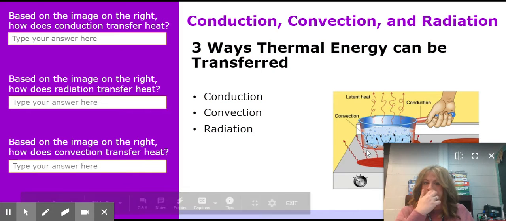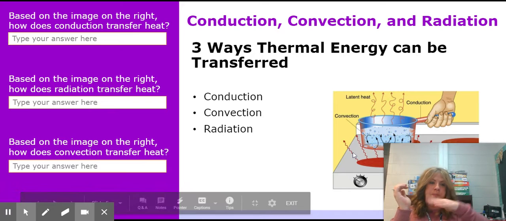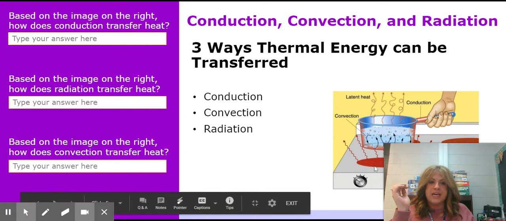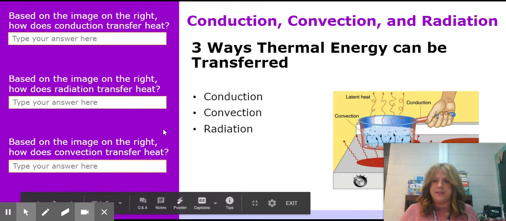Well, radiation coming from, see here where the burners are hot? See the electromagnetic waves? I told you were the waves. That is your radiation. So it's the heat coming off of the bottom and radiating to the top to warm up everything above it. Then, based on the image to the right, how does convection transfer heat?